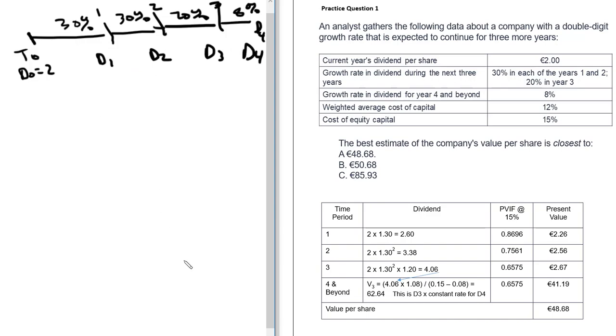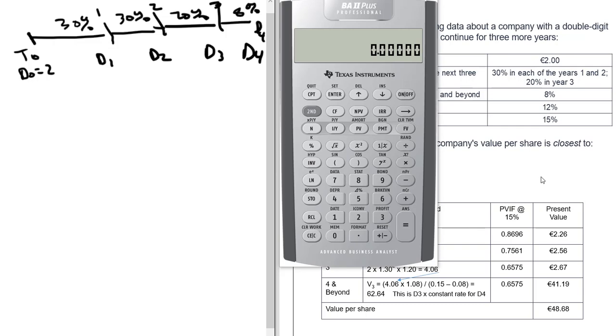Okay, so let's just bring up the calculator here. Okay, so we've got our €2 dividend. That's D0. We're going to multiply that by 1.3 for our D1. So D1 is going to be €2.6.